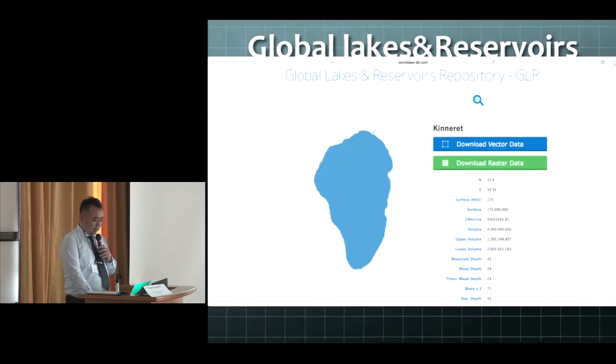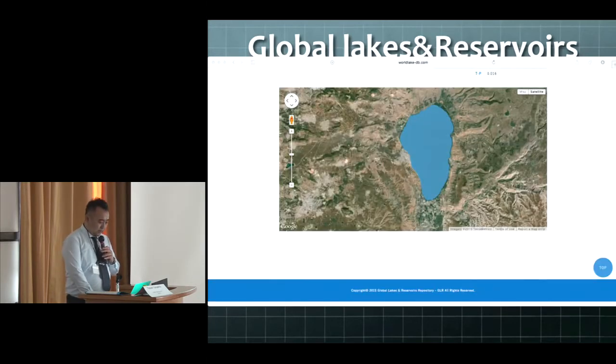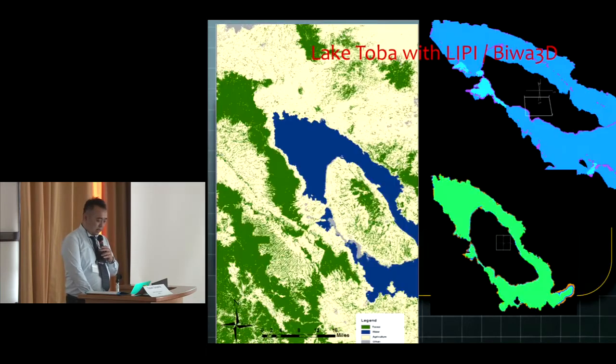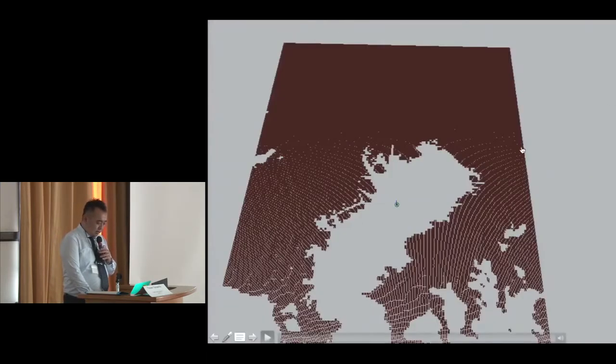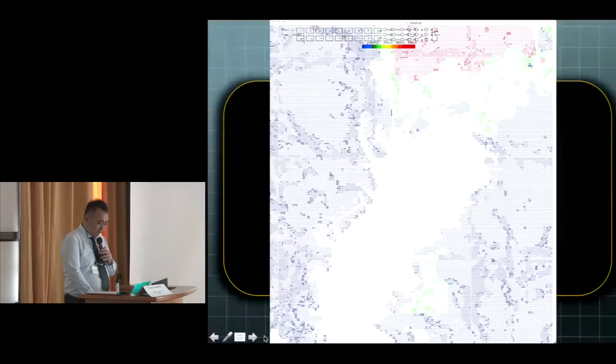So each lake has very simplified information. Of course, there are several lake databases, but our database is particularly focusing on the affiliation with the modeling and also the calibration with the satellite image, like this. And also we are applying BR3D to the lake tower in collaboration with LIPI in Indonesia. And this is also a particular application of the model. This is a hydraulical part of the modeling.